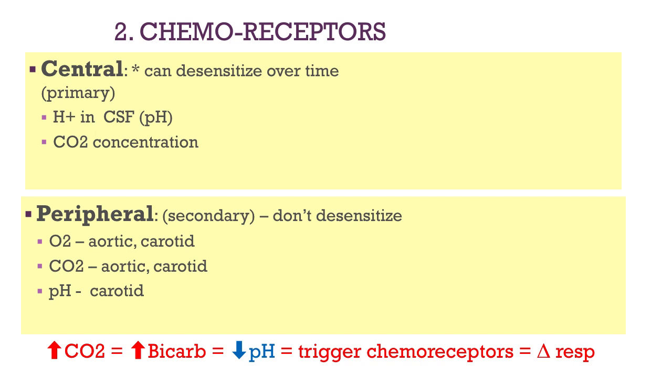Central receptors sense hydrogen in the cerebral spinal fluid as pH, and they sense carbon dioxide concentration. This is your primary method of telling how much you need to breathe. So if your hydrogen starts to climb in your cerebral spinal fluid, then your body's going to say, oh my gosh, pH is going up. It's going to note that you have additional carbon dioxide there, and it's going to say, hey, we need to increase the rate of respiration in order to get rid of this additional carbon dioxide and to bring the pH of the blood back into normal range. So this is your primary method.